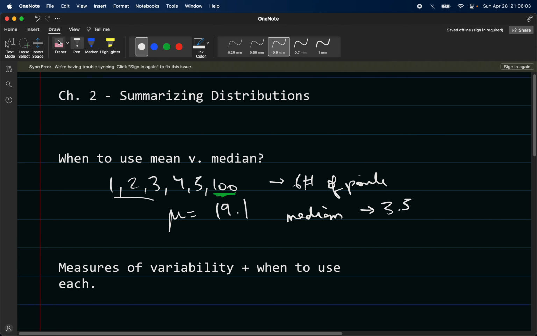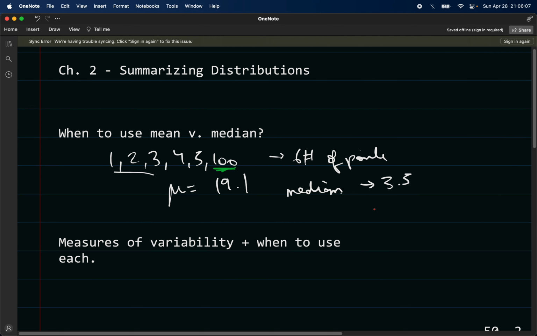To understand why we should use the median in this case, let's think about what this data represents: the time in seconds it took someone to run 50 meters. So you can see that this person takes 1 second, 2 seconds, 3 seconds, 4 seconds, 5 seconds. So you would assume that the person runs 50 meters in between 1 and 5 seconds, right? But then all of a sudden you have this outlier of 100 seconds, right?